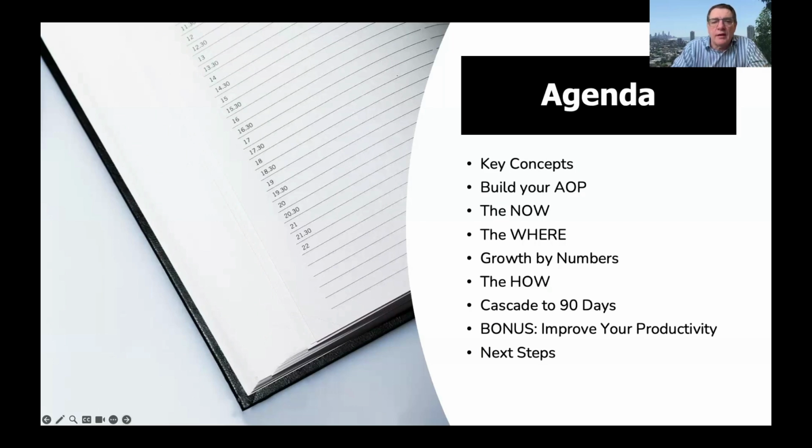Now, the agenda. We're going to talk through some key concepts in planning and productivity. We're going to talk then about building your annual operating plan, which is about three things. Where are we now? Where are we going to be? And some of that I'll be talking about some numbers, so growth by numbers stuff. And then we're going to talk about how you make that happen.